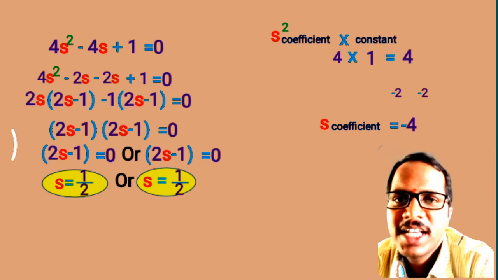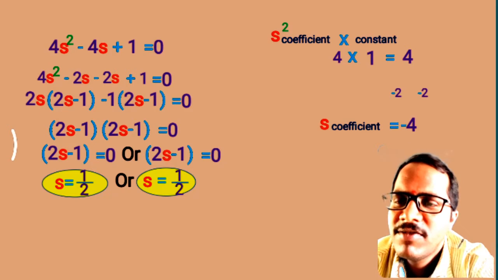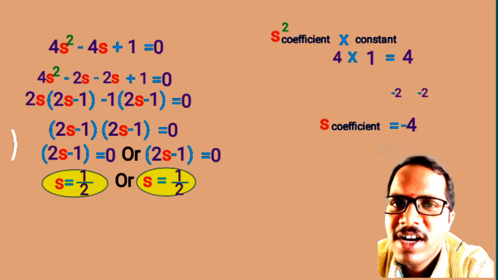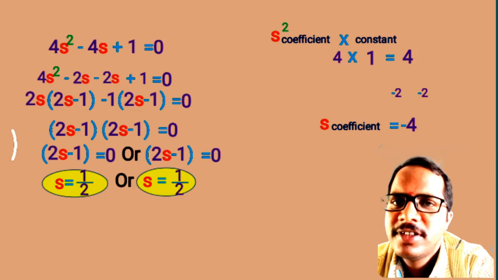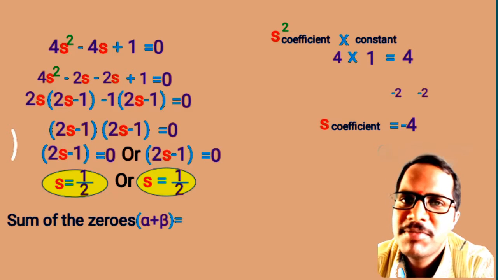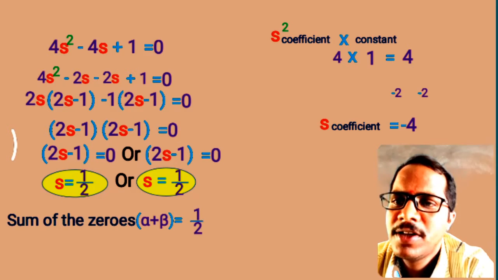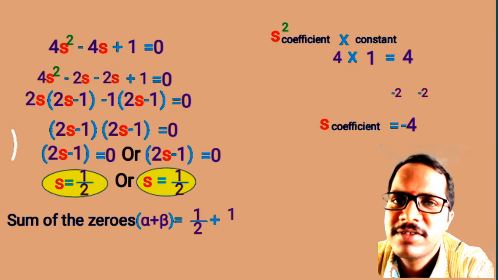Now let us verify the relationship between the zeros and the coefficients of the given quadratic polynomial. For that let us assume the first zero as alpha and the second zero as beta. The first relationship, that is sum of the zeros. Alpha plus beta equals to, here we can take 1 by 2 plus 1 by 2, and by adding half plus half.